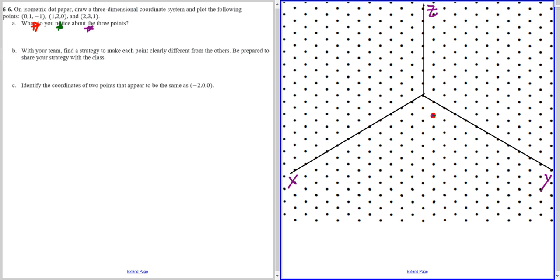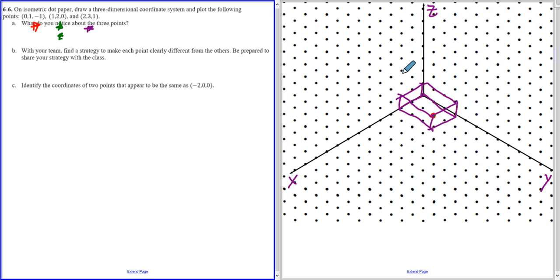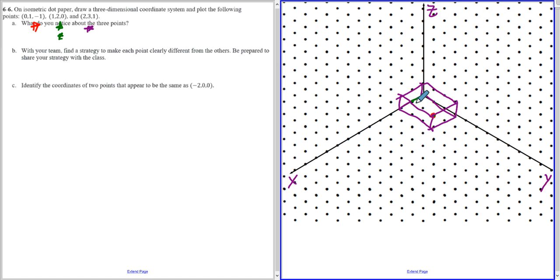Let me show you why. When I plot the point 2, 3, 1, it's 2 this direction, 3 this direction, so here's my base, and then 1 unit up. That's this one. When I plot 1, 2, 0, 1 this direction, 2 this direction. And that's a flat 2-dimensional surface.